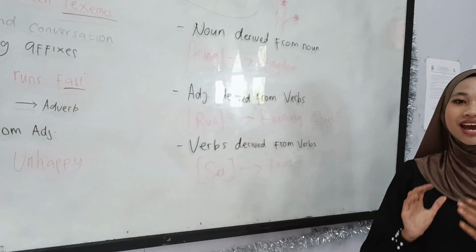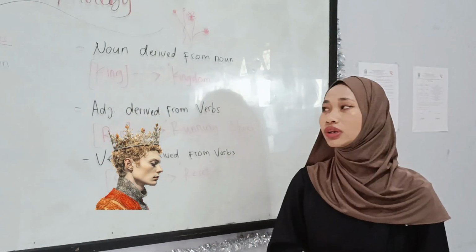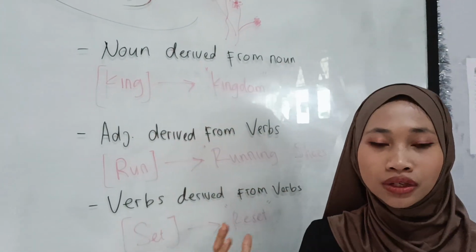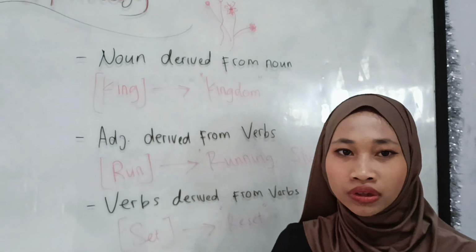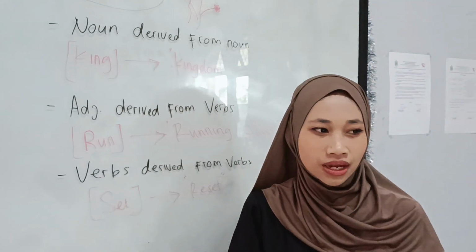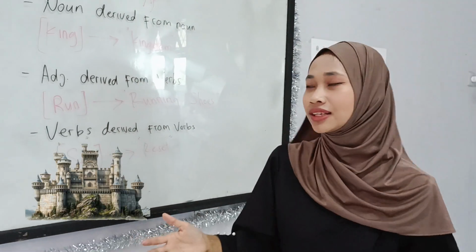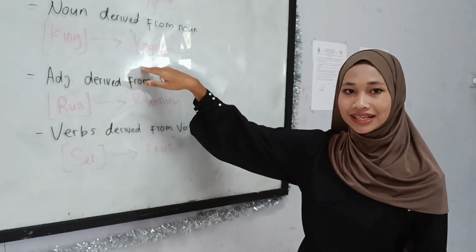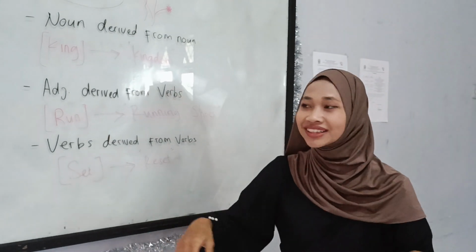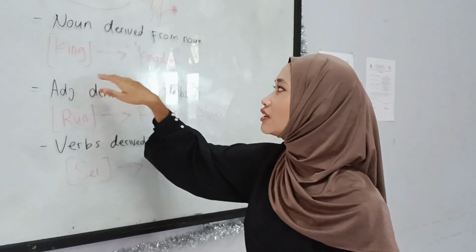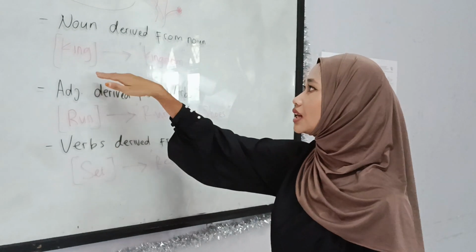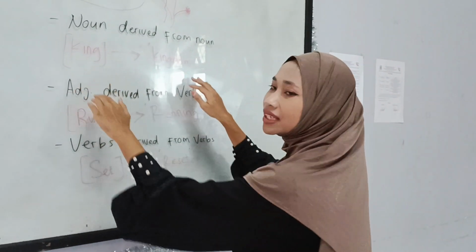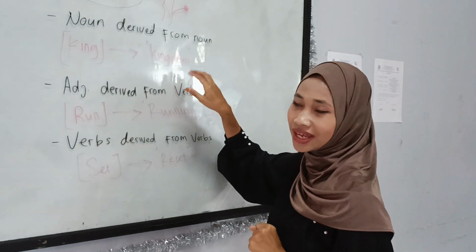The third one is a noun derived from a noun. The word here is king. King is someone who is a ruler of some territory. And then when we add -dom here, it becomes kingdom, the territory ruled by the king. So the difference here is that it's still noun to noun, but a different kind of noun. This is the people and this is the place, we can say.